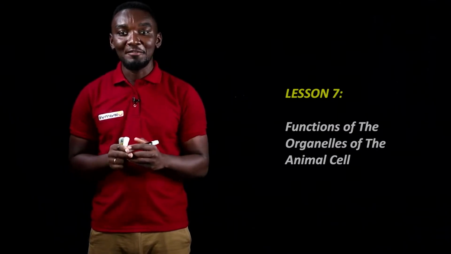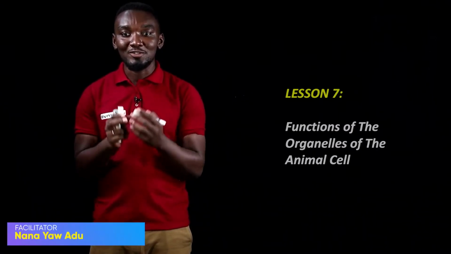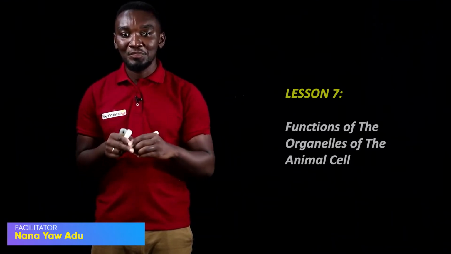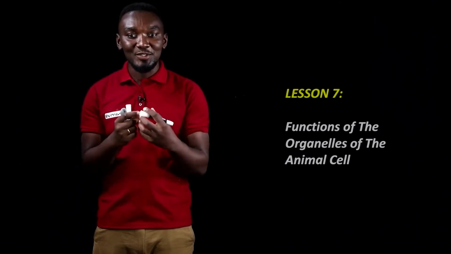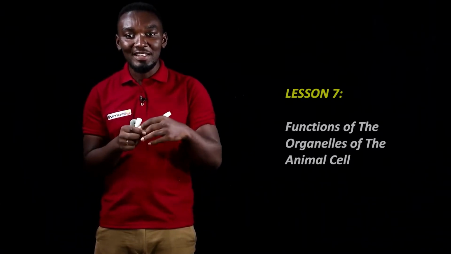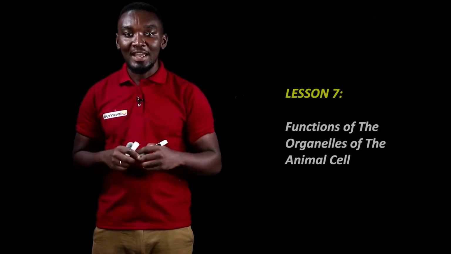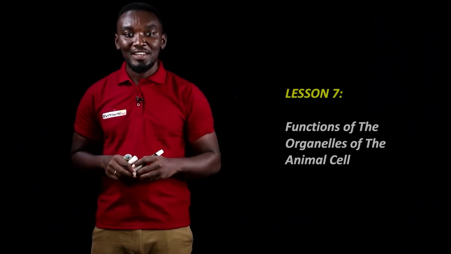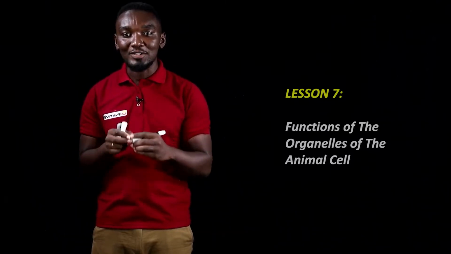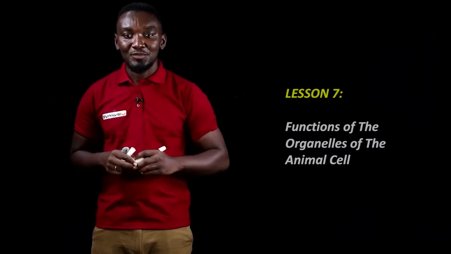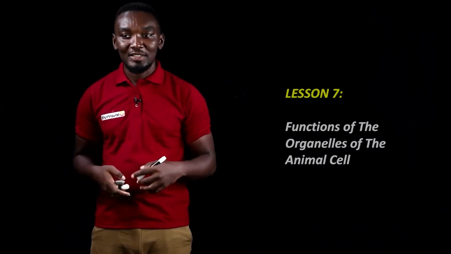In the previous lesson, we looked at the animal cell, and we mentioned that within the animal cell are structures such as the cell membrane. We looked at the cytoplasm, and then within it are organelles, which are structures found within the animal cell, like the vacuole, the nucleus, and the mitochondrion. In today's lesson, we'll be looking at the functions of the organelles of the animal cell.